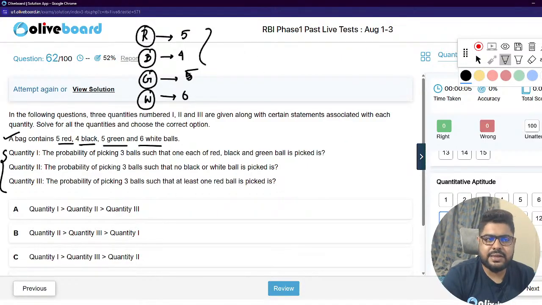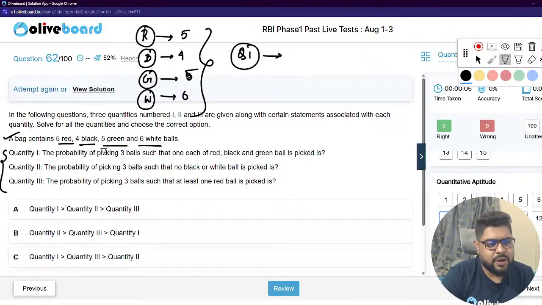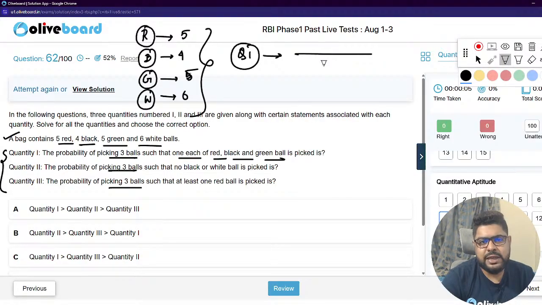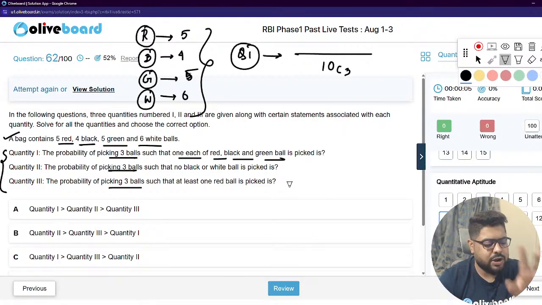ठीक है. These are the situations. Quantity 1. देखो, everywhere I'm picking 3 balls ना. Totals are 20 balls: 5, 5, 10 and 20. 3 balls such that one each of red, black, green. So नीचे से 10C3 always. No worries. So 10C3 I'll not even calculate.